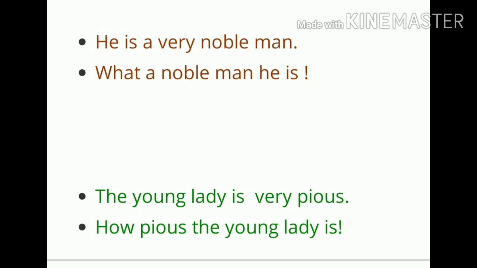The young lady is very pious. How pious the young lady is. In the sentences where we use what and how, the sign of exclamation is put at the end of the sentence. And when we use interjections like hurrah, alas, bravo, we put the sign of exclamation after these words. And after the sign of exclamation, the first letter is capital. And at the end, we put a full stop in place of the sign of exclamation. So children, I hope now you can easily interchange exclamatory to assertive and assertive to exclamatory. Now listen to the video carefully and do the given assignment.